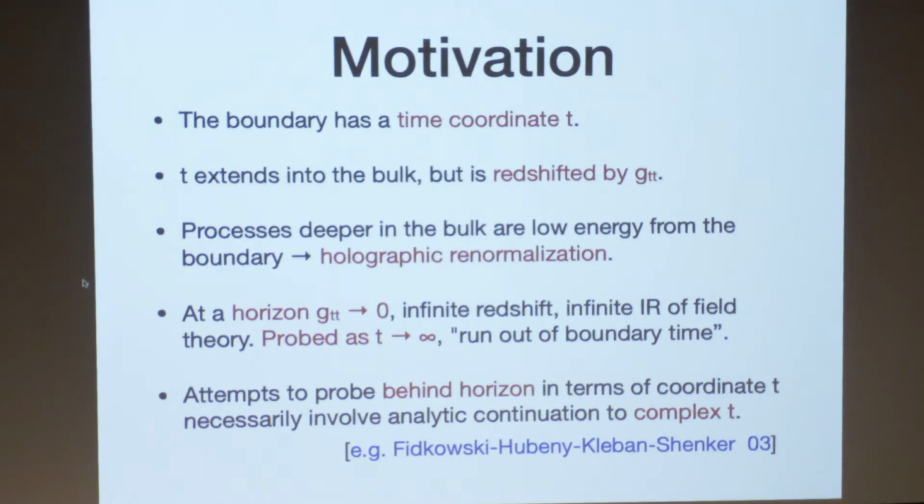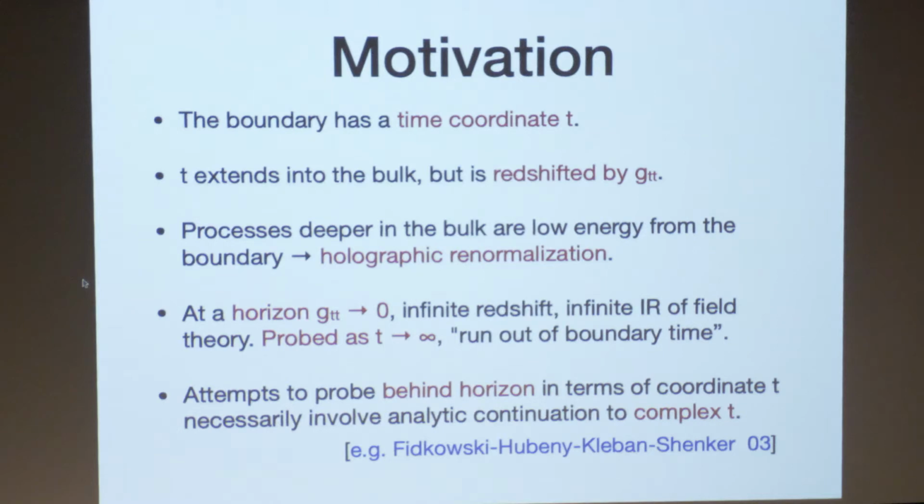Now, at a horizon, g_tt goes to 0, which is infinite redshift. And corresponding to that, consistently, study the horizon. Of course, everything is static, and g_tt goes to 0, and then to see all the way to the horizon, you need to take t all the way up to infinity. And so you run out of energy, so you go all the way to the far infrared, which is 0, and at the same time, the boundary runs out of time, if you like. Right? You go to t goes to infinity to get to the horizon.